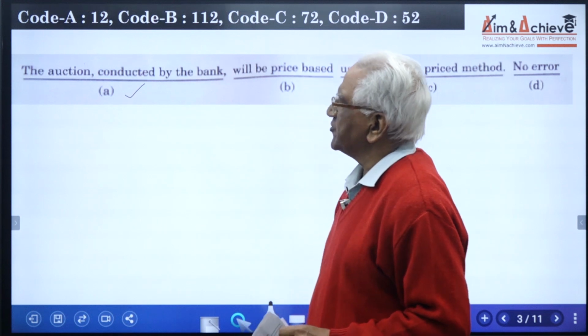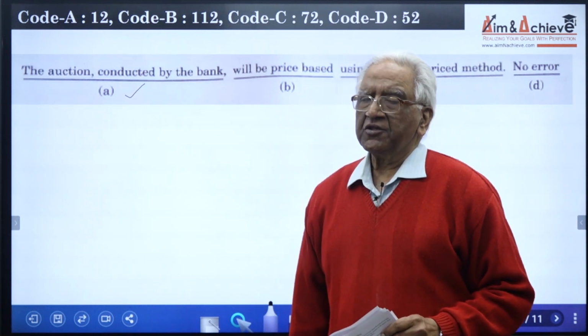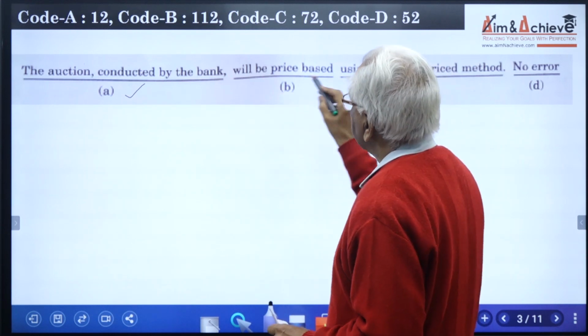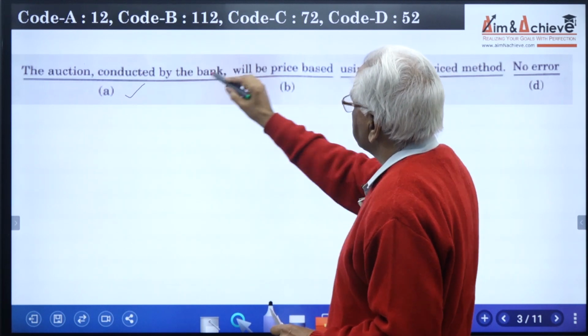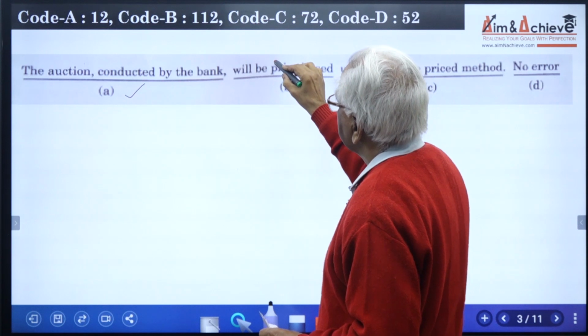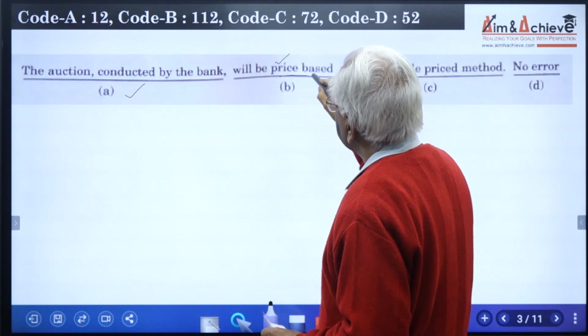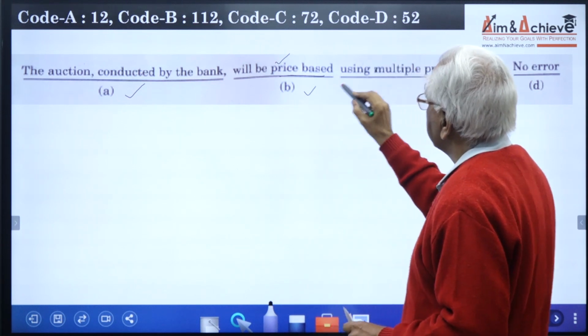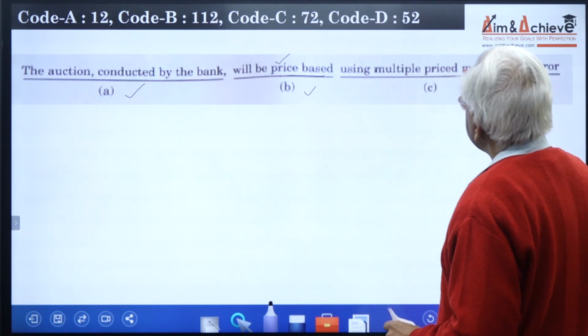Whether we say the auction which was conducted or we say the auction conducted by the bank, nothing wrong with that. Will be price based. That means the auction will be dependent on the price. That means the expression price based is also right. Nothing wrong with this. Using multiple priced method.